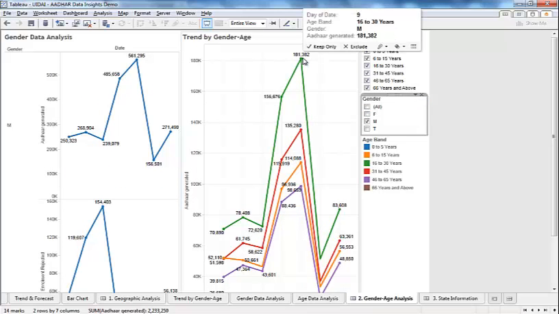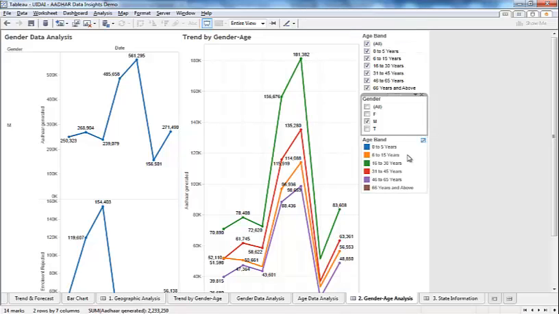We observe that the same kind of age band people are enrolling in the male gender category. So clearly, a lot of younger people are enrolling for Aadhaar as compared to older people. That is between age group 16 to 30, followed by 31 to 45, followed by 6 to 15. So this can be useful data for sociologists to understand how people are enrolling in this process.